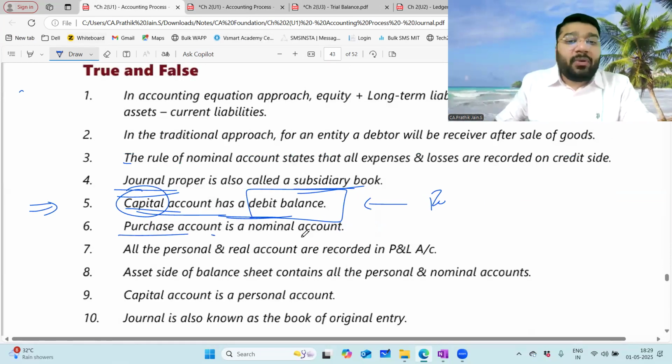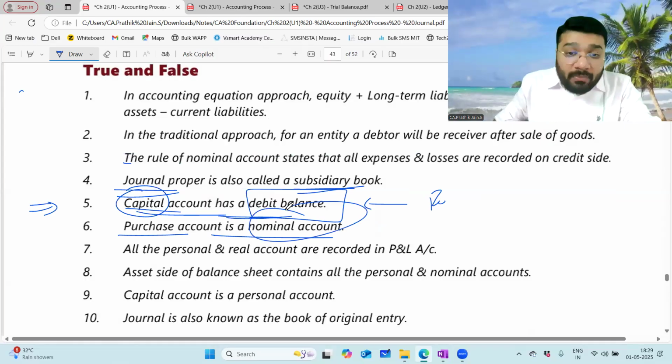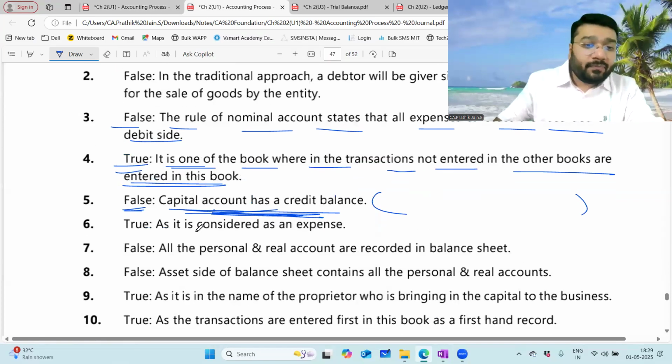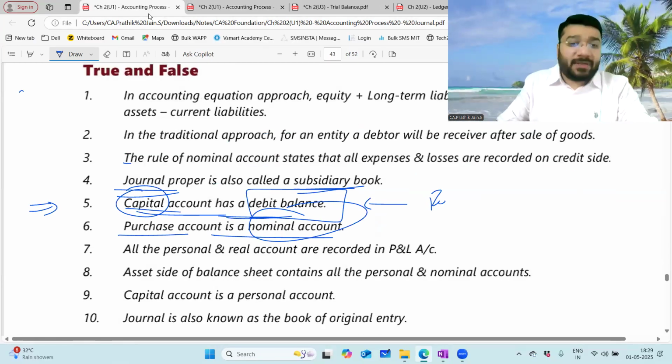Now, purchase account is nominal account. True. All the expenses, income, gain, revenue, everything is what? Nominal only. True. It is considered as expense. It is nominal. It is considered as expense.